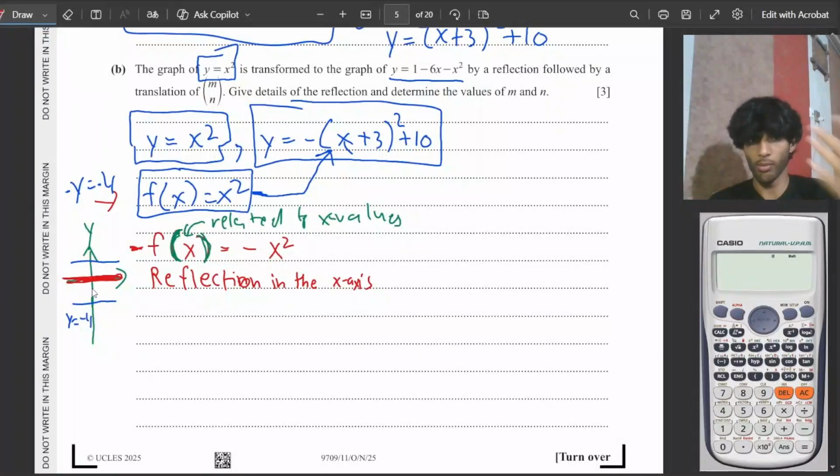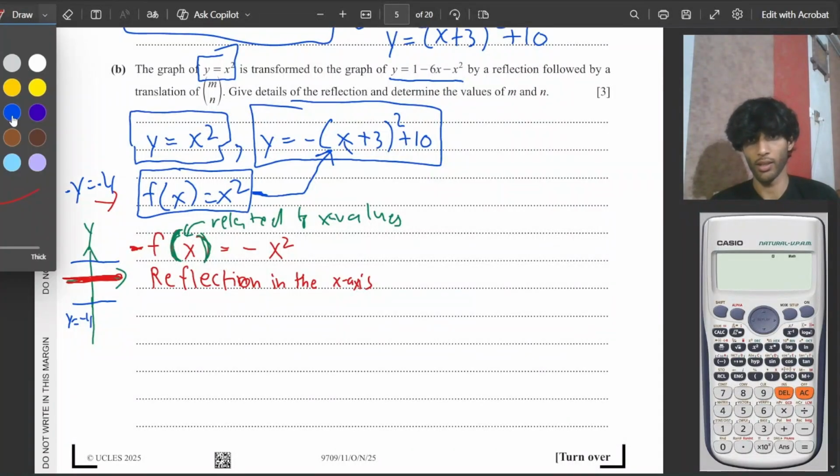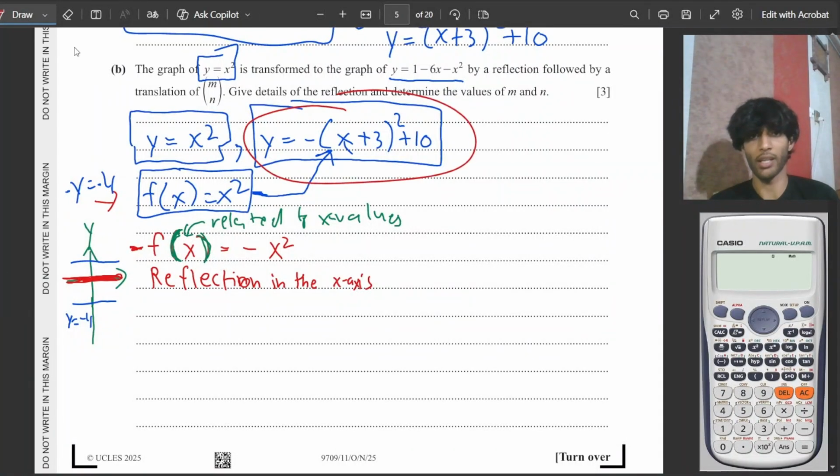It's a bit confusing, but you'll get used to it the more problems you do. That's the first thing done. Figured out the reflection part. Now we have to figure out how we translate it. So again, take the reference point. This right here is the reference point.